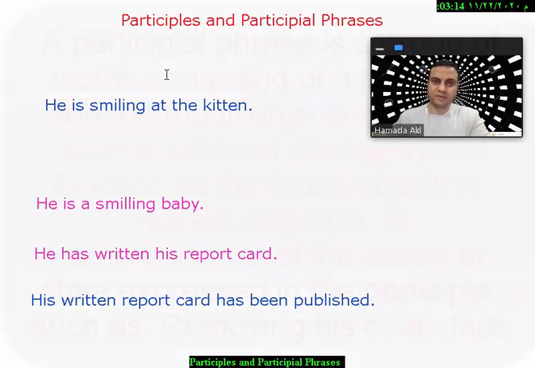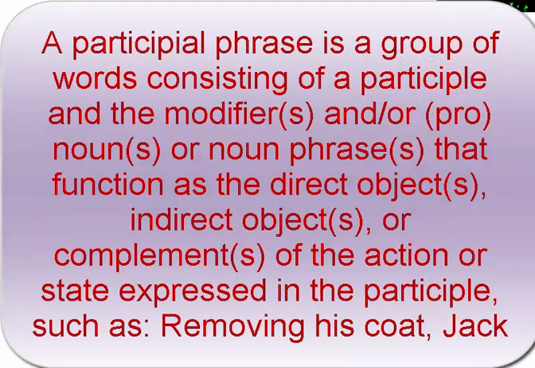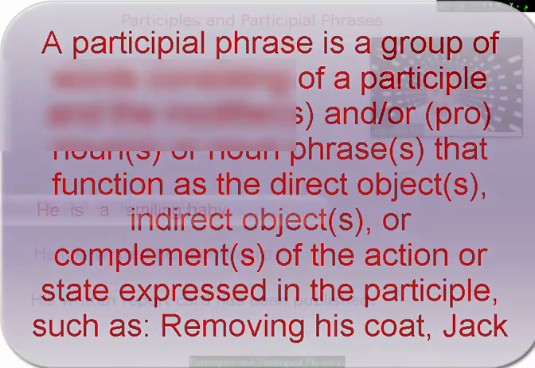Second thing is a participle phrase. What's a participle phrase? It's a group of words consisting of a participle and the modifier that it modifies. That modifier can be a noun or a pronoun.